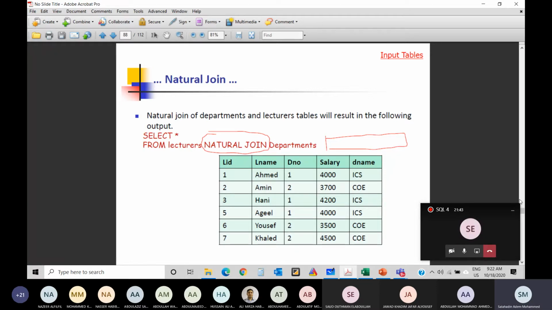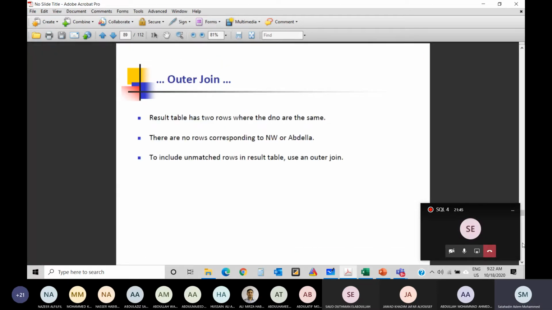Okay, so let me take you to outer join. In outer join, we have three kinds of outer joins. We have left outer join, right outer join, and full outer join. And I'll explain what I mean by this.